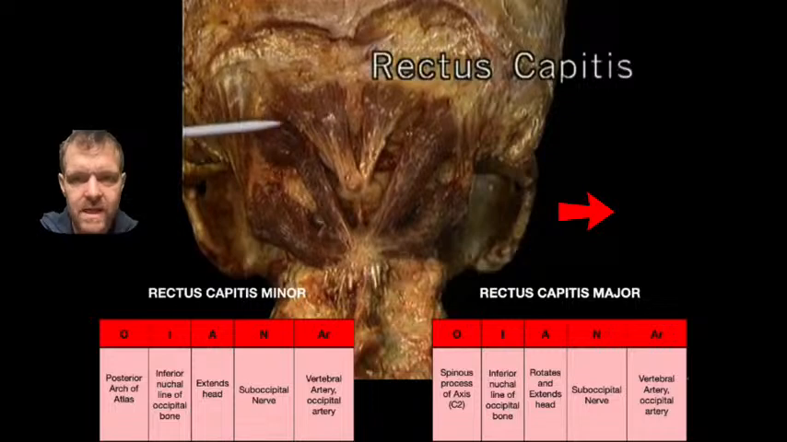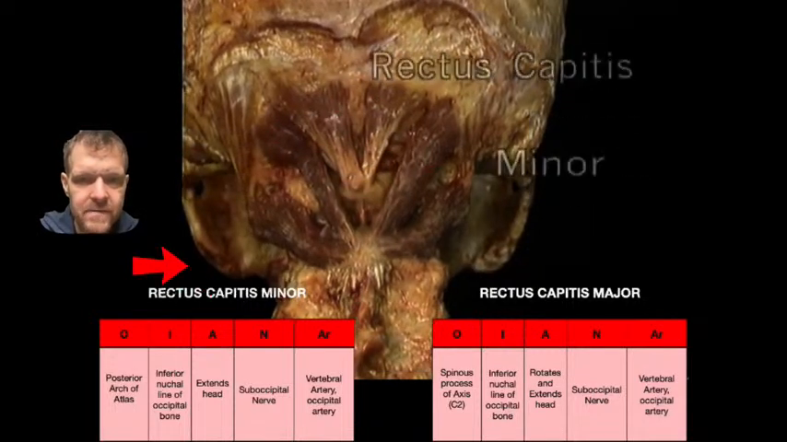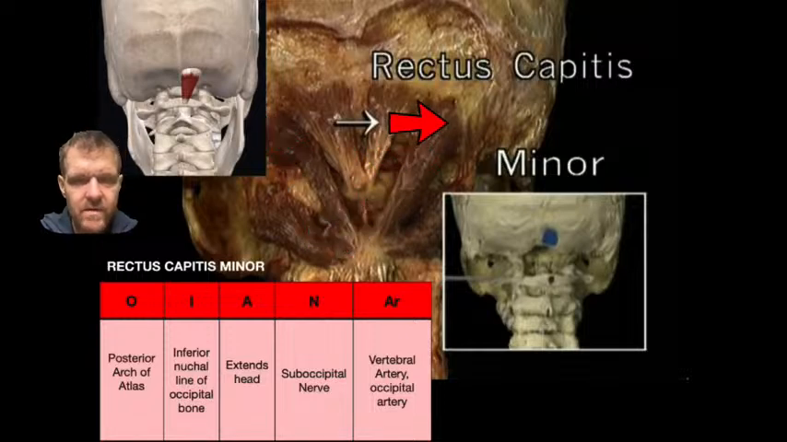So let's have a look at those. So there's your rectus capitis minor, and there's the major. Let me just pause that there. So these ones here are the minors, and these ones here are the majors. Okay, so they're in like a V shape coming up.